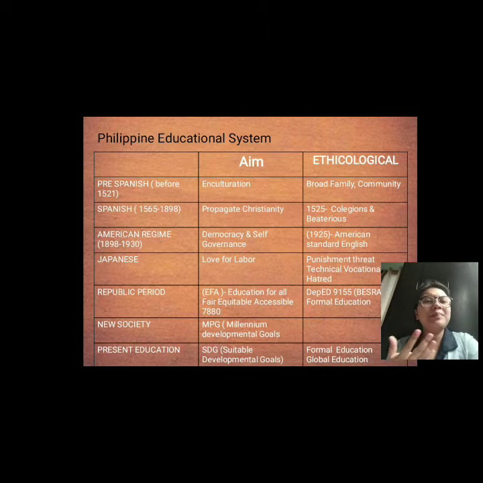Because Filipino men and women at that time knew how to read and write using their own native alphabet called Alibata. Alibata was composed of 17 symbols representing the letters: 3 vowels and 14 consonants.